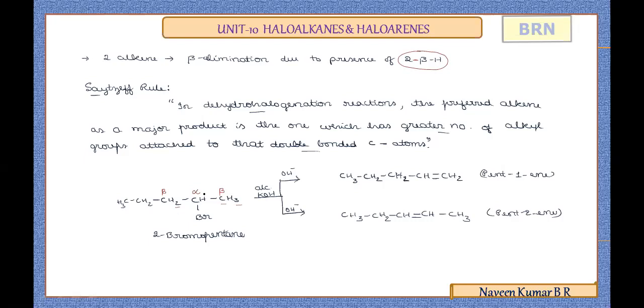Now, in the first type of product, what is explained here, and the second one. So first we'll try to discuss how these are formed, then we'll conclude which will be the major product. Now, if you take the first type of product, that is pent-1-ene, how is it formed? So here, this beta hydrogen and the halogen get eliminated in a dehydrohalogenation reaction.